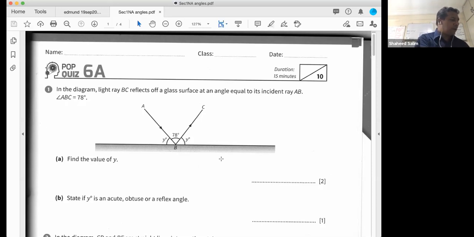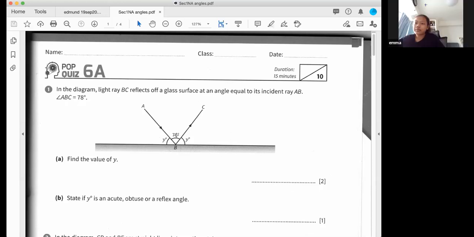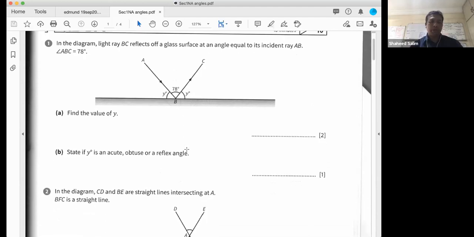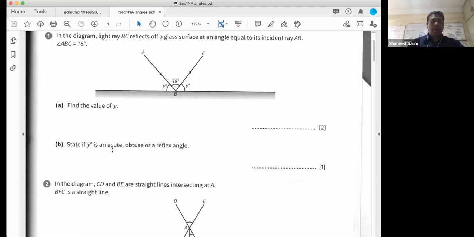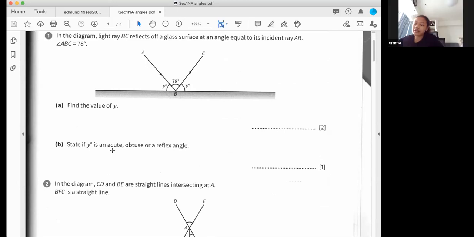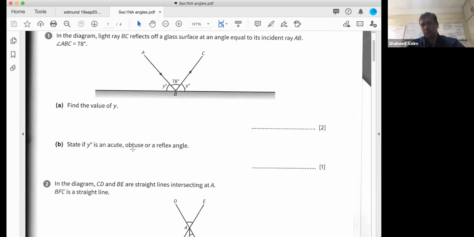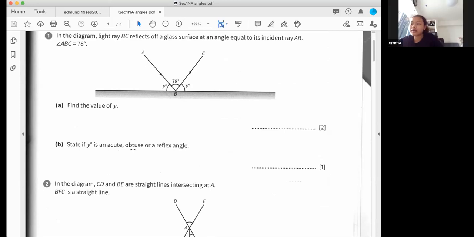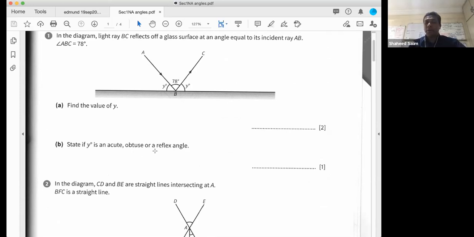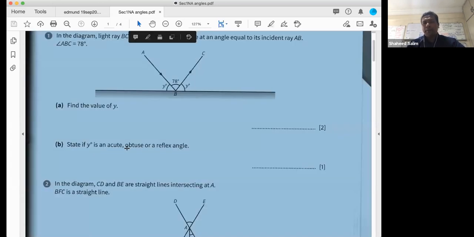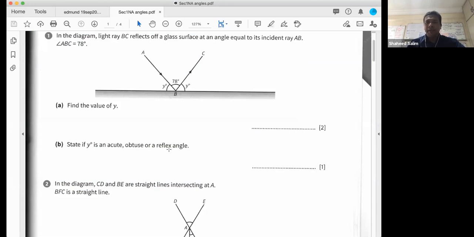Okay. What is your answer for question number 1A here? 51. Well done. Congratulations. What's an acute angle? How many degrees, or the range? Less than 90. Good. Obtuse, more than 90 but less than? Maybe 60. No. Because reflex is another one. So an obtuse angle is more than 90, but less than 180. Reflex angle is bigger than 180.